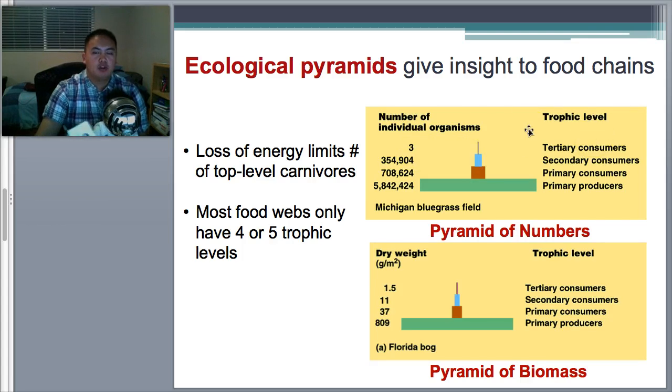That's telling you why food chains are shortened and lengthened. Really, most food webs only have 4 or 5 trophic levels. So that's another example why you don't have 20 links in the food chains, because energy is lost. 10% is retained, 90% is lost every time you go up on a food chain.